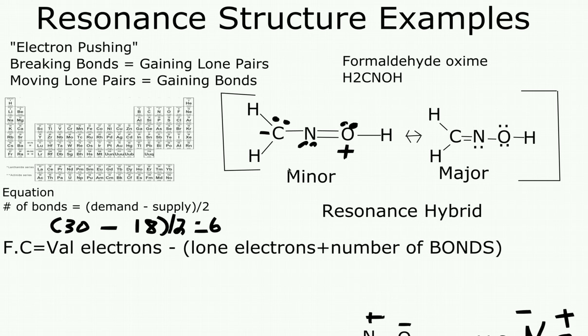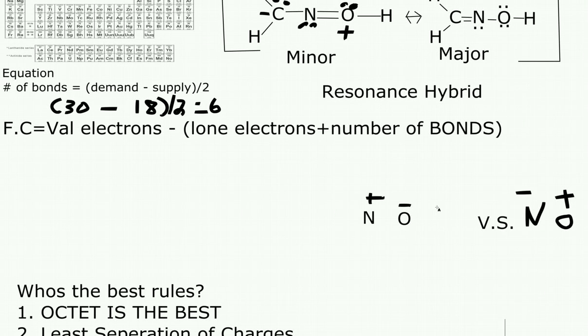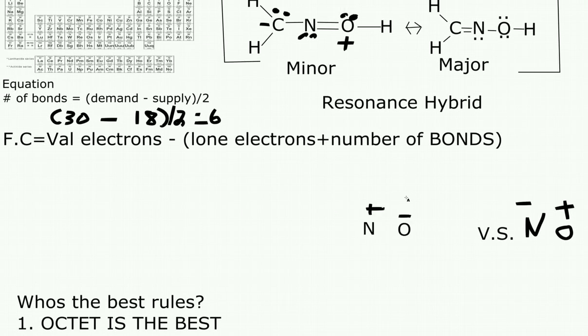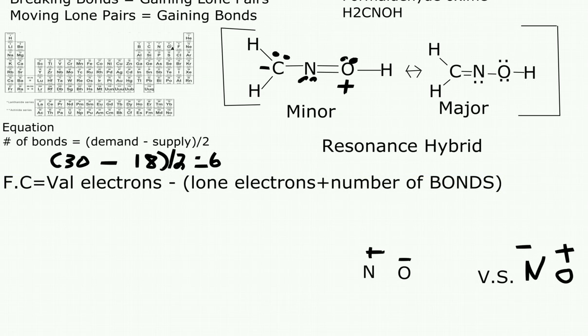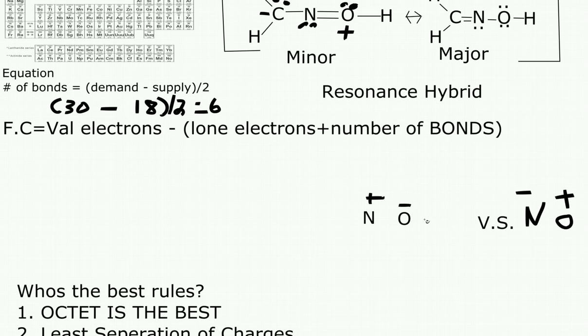Okay, the third possibility that was not shown here is if they all had octets, they both have charges, then which would be the better one? The one with the most negative on the most electronegative atom. So oxygen, found here, is more electronegative than nitrogen. So if there was a negative formal charge on an oxygen and there was a negative formal charge on a nitrogen versus each other, this compound would be better.